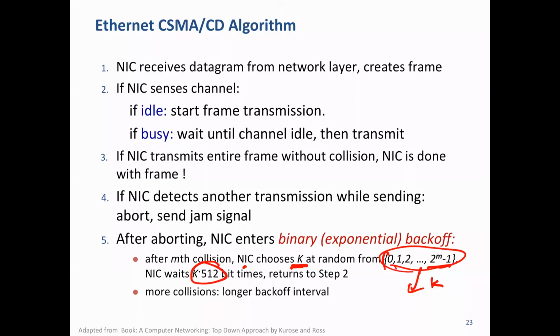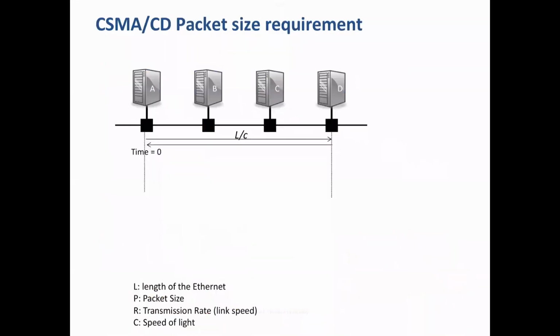Okay, and if again, let's assume that two or multiple machines start communication again, then the backoff will be longer, the time that they will wait before retransmission will be longer, and so on, right? So it's a very simple algorithm.